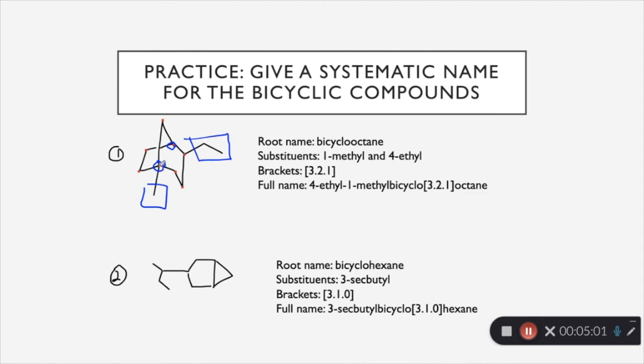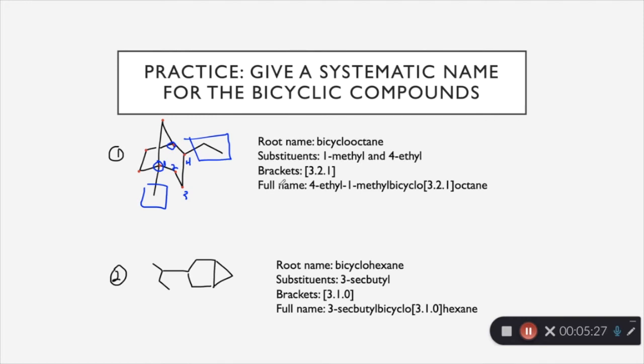So if we went this way, this would be 1, 2, 3, 4. So that would give this ethyl a 4. If we went this way, it would be 1, 2, 3, 4, 5. So with that being said, we're going to number going this way, counterclockwise: 1, 2, 3, and then give this ethyl a 4. So that's how we deal with the substituents.